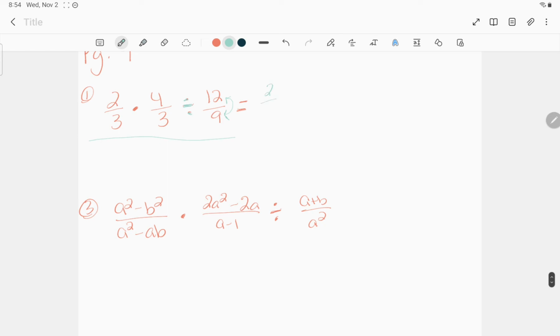So when I do that, it's going to give me 2 over 3 times 4 over 3 times 9 over 12. Notice all I did was put the denominator in the numerator and the numerator in the denominator. I just flipped it over. And that's all that you have to do. Alright, so now I'm going to cancel and see what I can do from here.